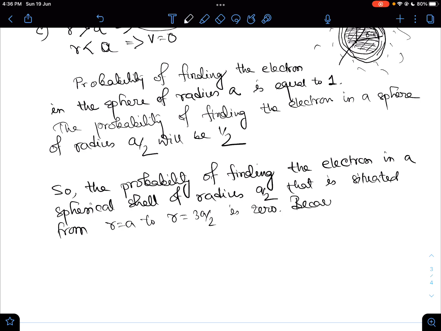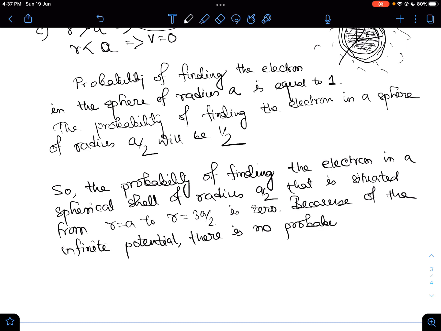because of the infinite potential, there is no probability of tunneling at all. Since the potential has value infinite, that is why the probability will be 0. Okay, so that is it for the first problem. So we will proceed with the second problem now.